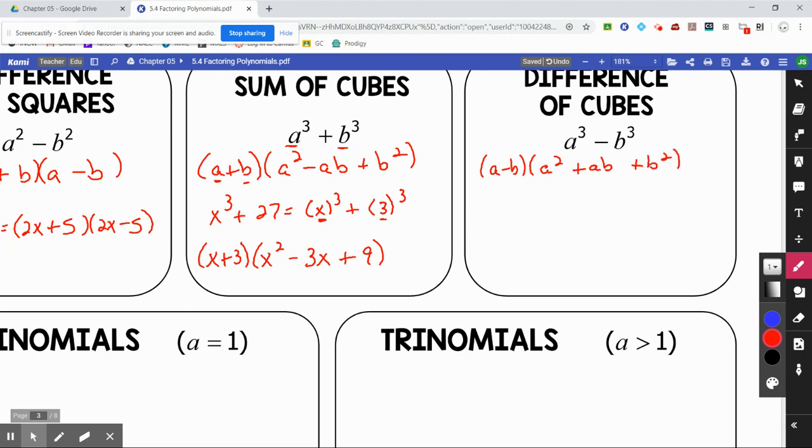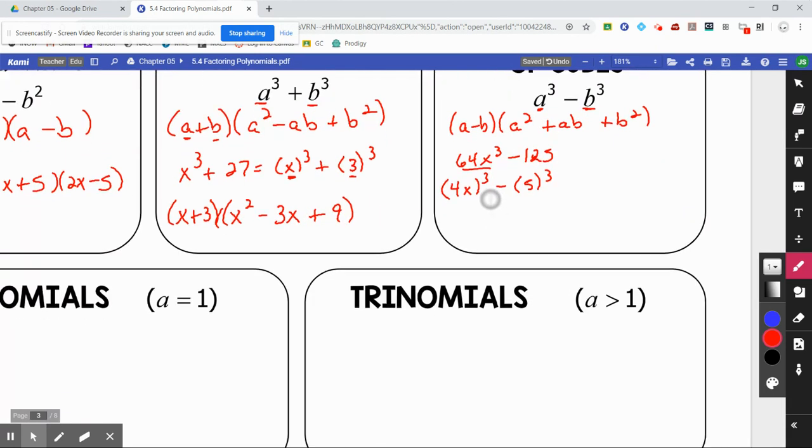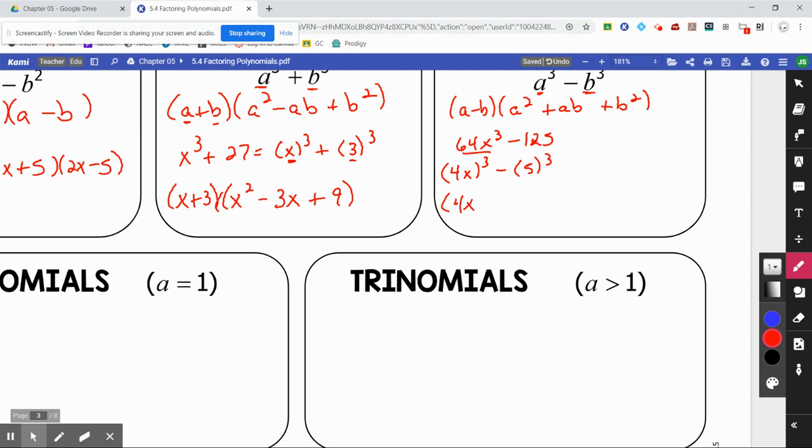Let's do an example. Let's do maybe 64x to the third minus 20, or since we used 27 on the last one, we'll do 125. So let's rewrite this as something to the third. I know 4 times 4 times 4 is 64. X times x times x is x to the third. So this whole term is 4x to the third minus 125, which would be 5 to the third. So we've identified our a and b. So we now, in our formula, simply take out the a and put in 4x, take out the b and put in a 5.